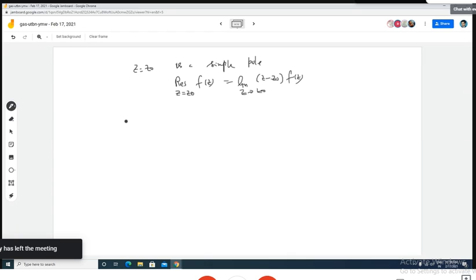So for example, suppose your function f(z) is one upon z minus 1, z minus 2, right?